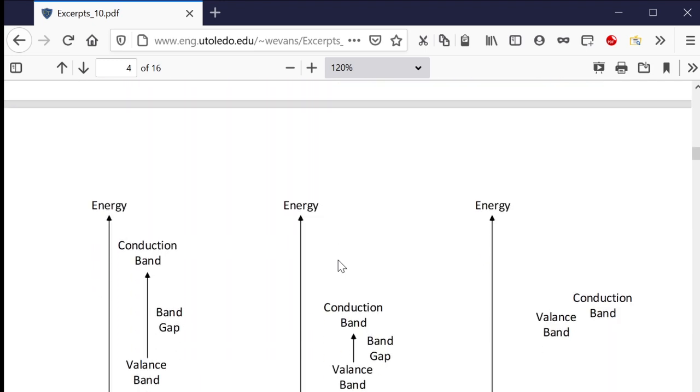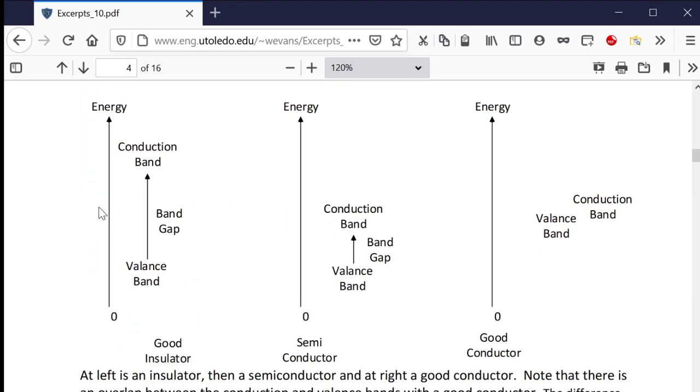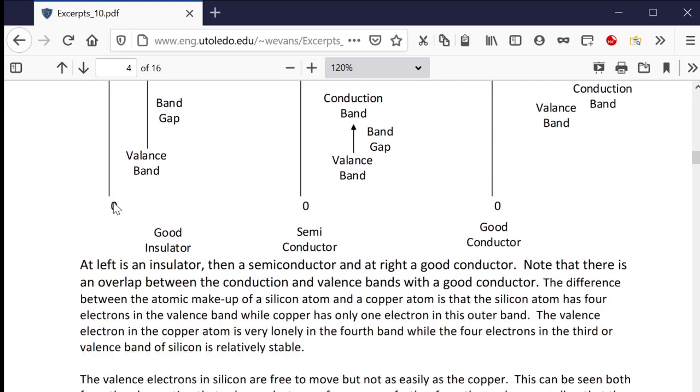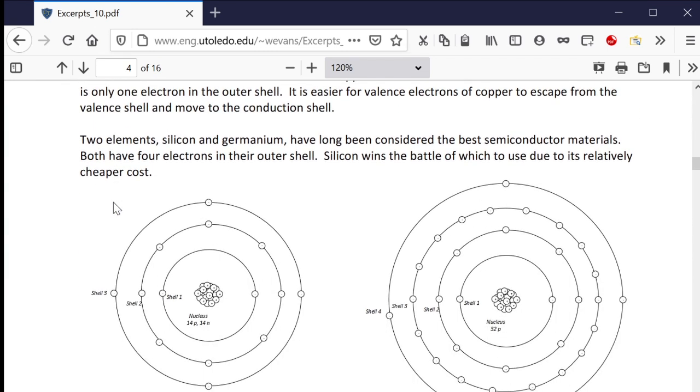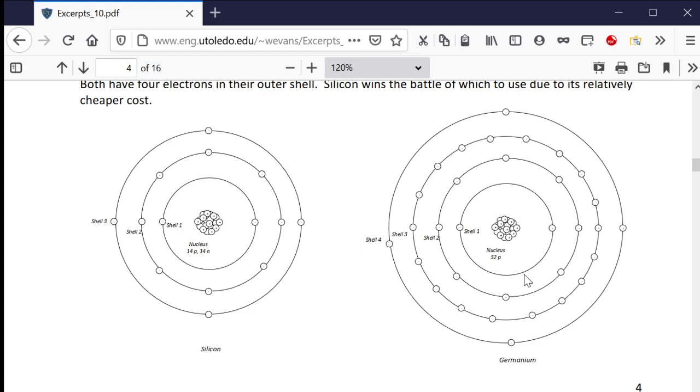Okay, so a good insulator has very few electrons in the outer band. A semiconductor has some in the outer band. And a good conductor has just one or two in the outer band. So these are free to go, these are a little bit free to go but not too much, and these are locked in and not going to go anywhere. So here's the picture of silicon, and here's the picture of germanium. And again, they've got 4 in the outer band.